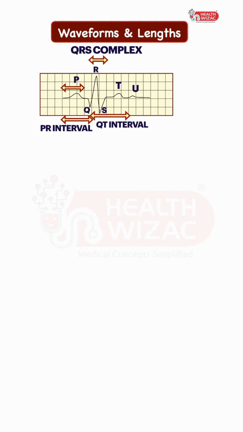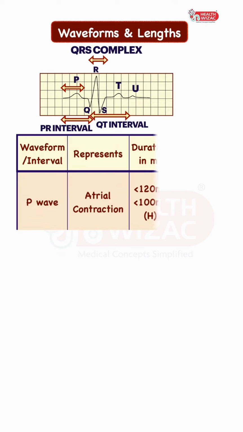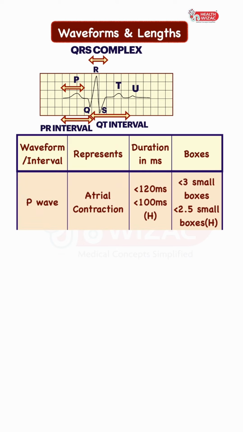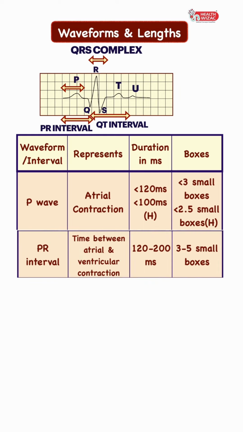Waveforms and the normal lengths in duration are as follows. P wave represents atrial contraction and has a duration of less than 3 small squares, that is less than 120 milliseconds, and height of less than 2.5 small squares. PR interval represents time interval between atrial and ventricular contraction and has a duration of 3 to 5 small squares, that is 120 to 200 milliseconds.